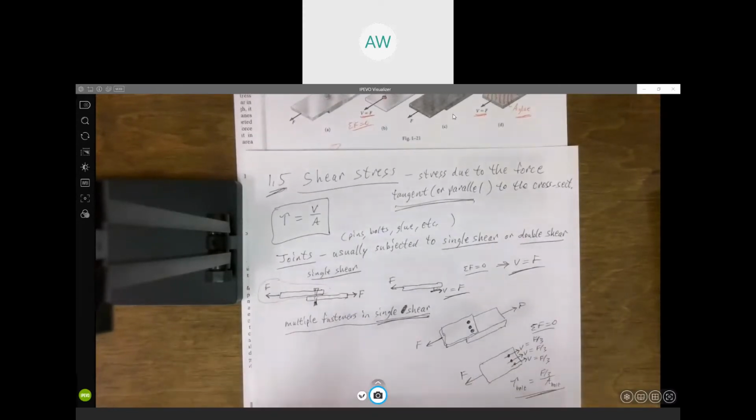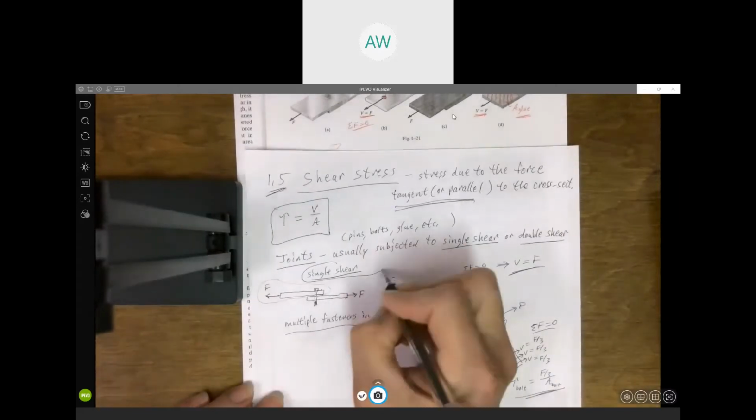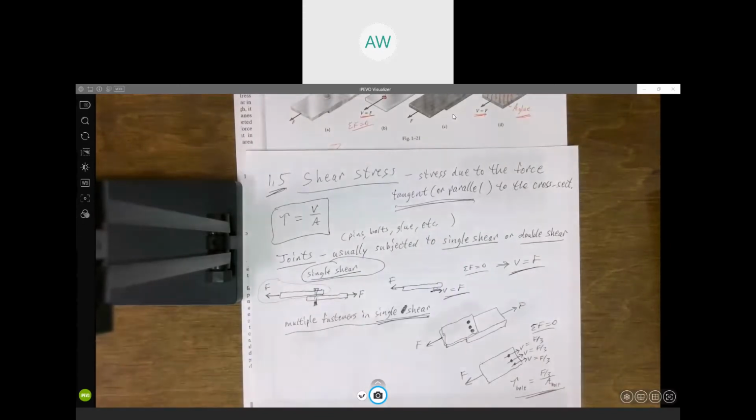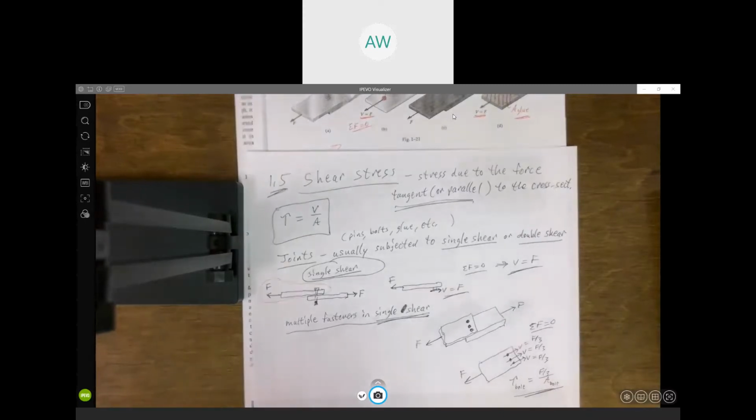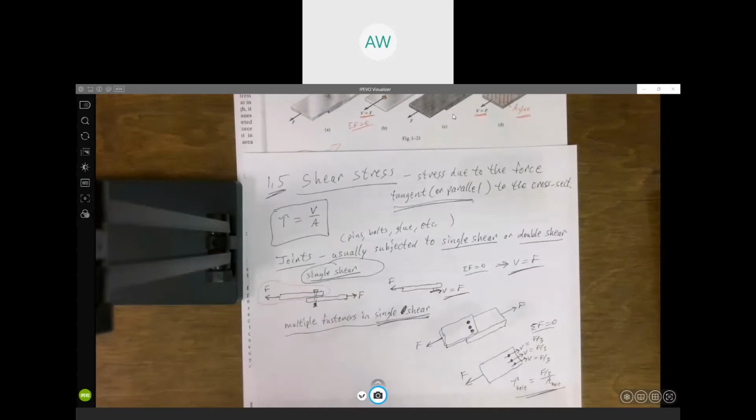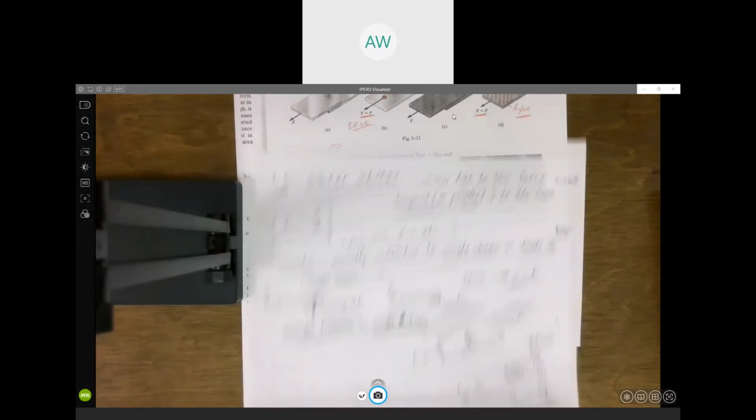If you put 2 bolts in there, that doesn't make it double shear. We're going to talk about what double shear is in just a second. But does that make sense for us, what we call single shear? How to get the shear force V that's acting on each of those fastenings. All right. So last thing we'll talk about today is what we call double shear.